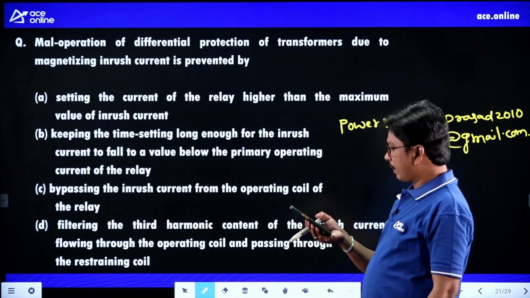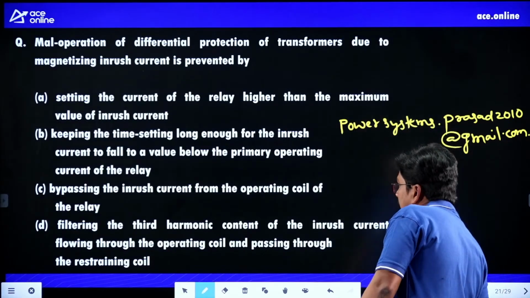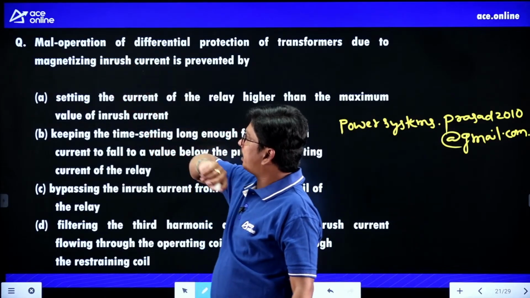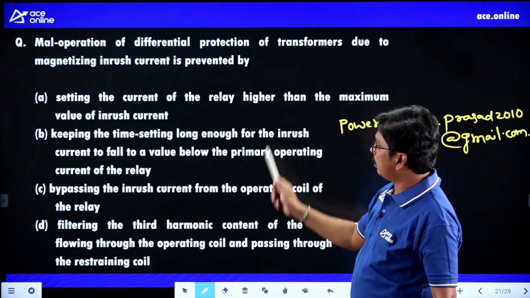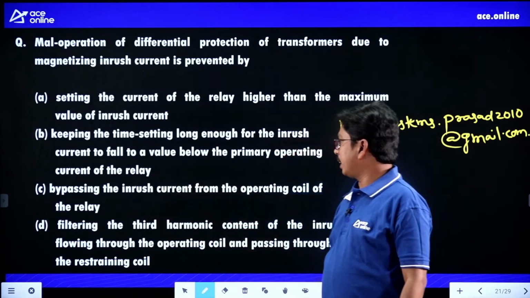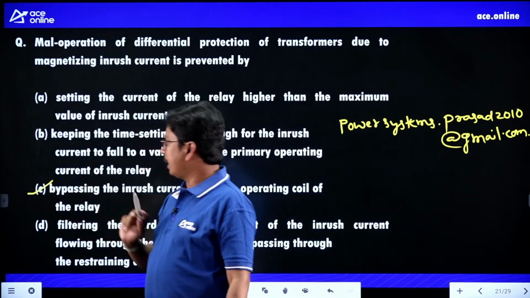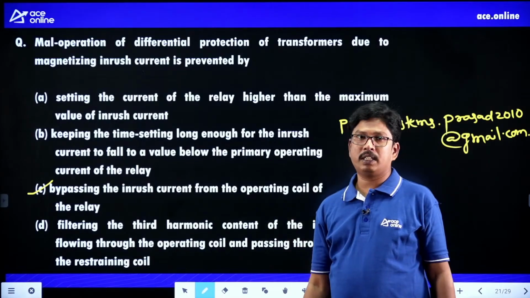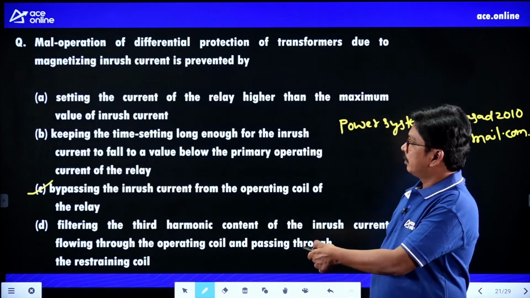Right, students? Here they have given option C. Very good. It is bypassing the inrush current from the operating coil. Yes, very good. If you want to avoid the mal operation, we need to bypass that inrush current from the operating coil of the relay. You have to bypass the inrush current through the operating coil of the relay. Clear, students? Right. Next question.